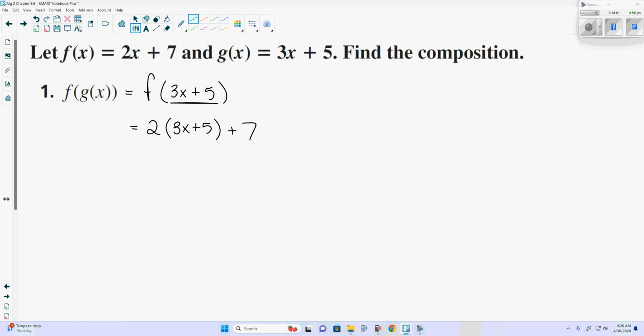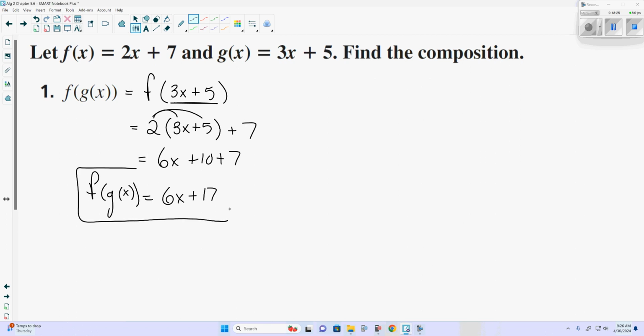Now we are going to simplify. We need to multiply the 3x and 5 by 2. We're going to distribute that through. So yes, 3x times 2 is 6x. 2 times 5 is 10. And that's it.